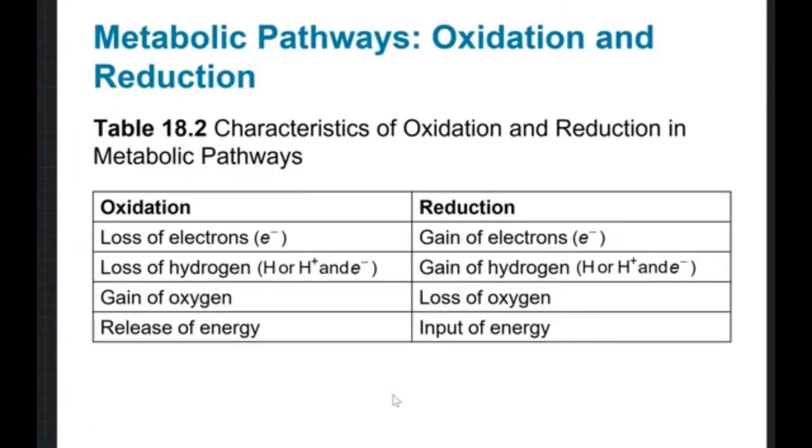So overall, oxidation, which is characterized by the loss of electrons and loss of hydrogen, is associated with the release of energy. You know that because when you oxidize firewood during burning, energy is released. Reduction, on the other hand, is associated with the input of energy.